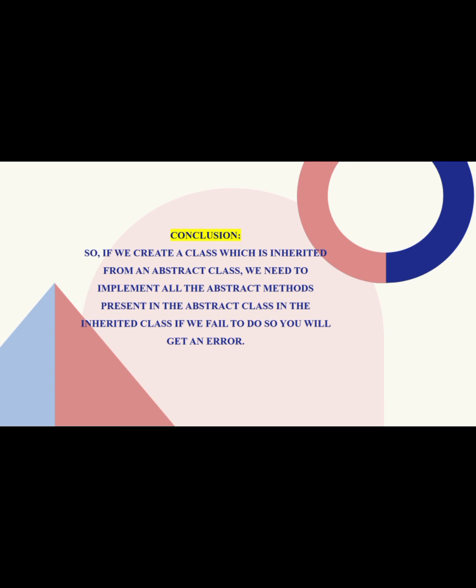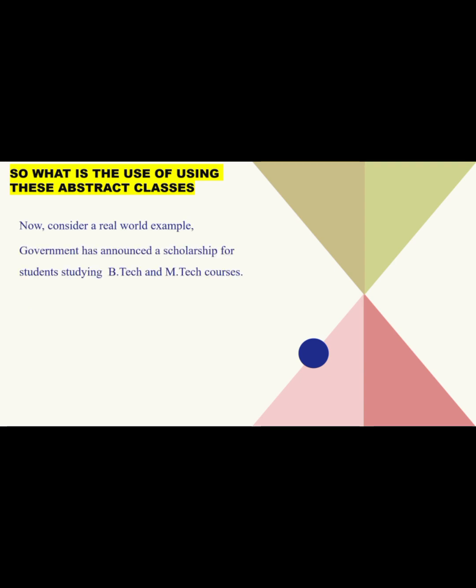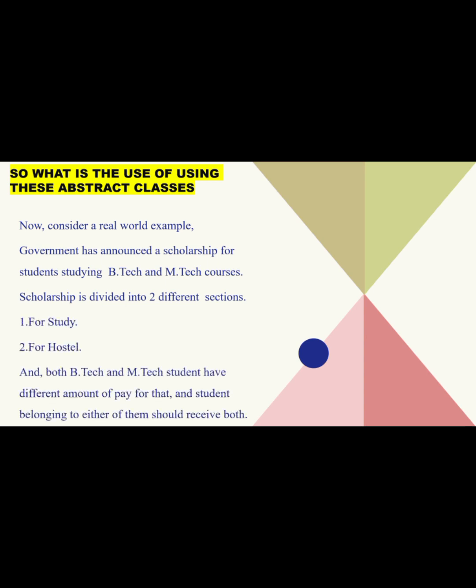So what is the use of these abstract classes? Now consider a real world example. Government has announced a scholarship for students studying BTech and MTech courses. The scholarship is divided into two different sections, one for study and the other for hostel. Both MTech and BTech students should have a different amount to pay for that, since their relative costs would be different, and a student belonging to either of them should receive both.